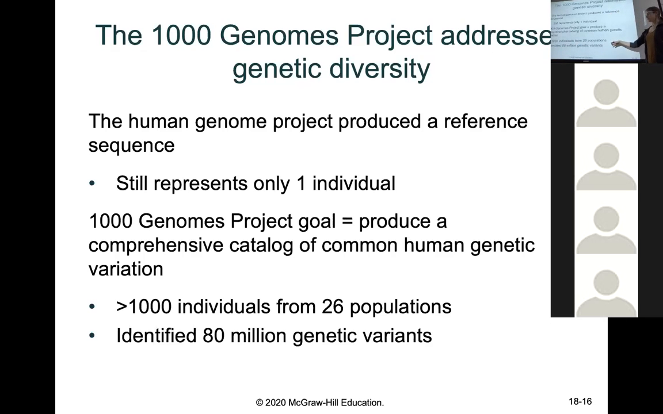So they looked at 26 different populations. Again, there's far more than 26 populations on the Earth. So this is just a start. But with that, they identified 80 million genetic variants. So with these 1,000 individuals, there's 80 million different variations within our genomes across those 1,000 people. So diversity is kind of the next goal for these genome projects, figuring out how we differ and how that might affect our health.